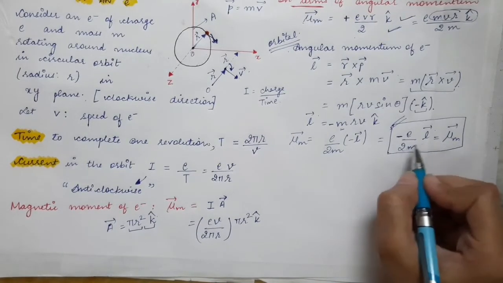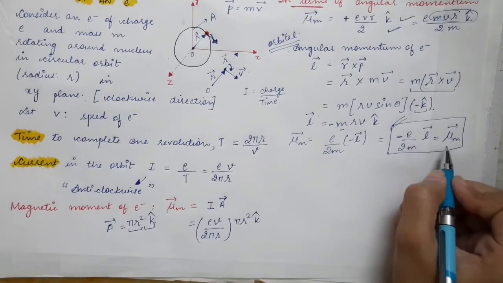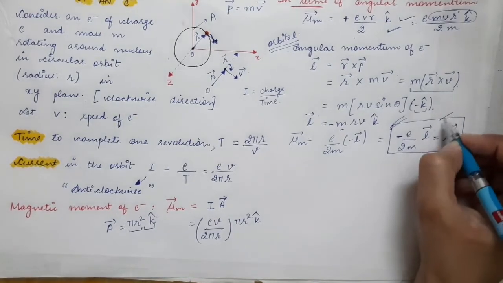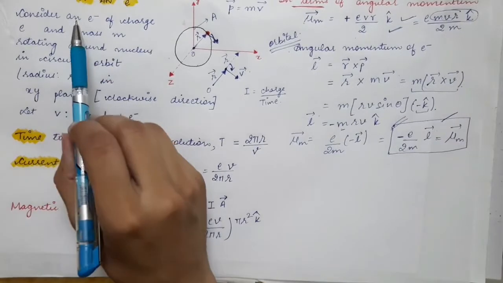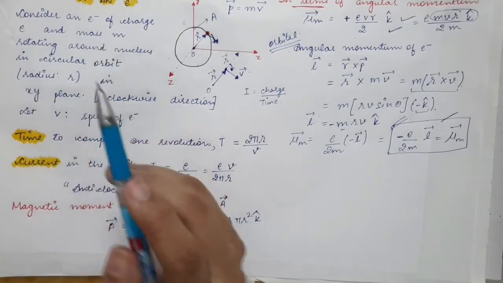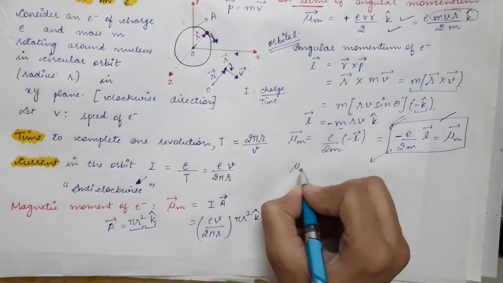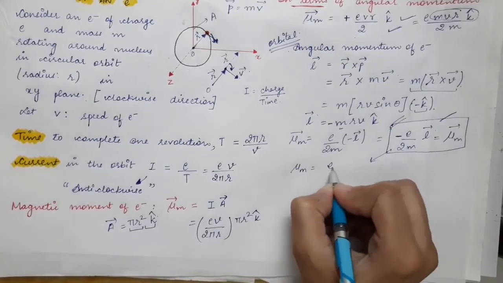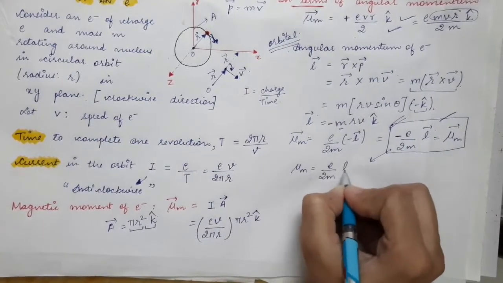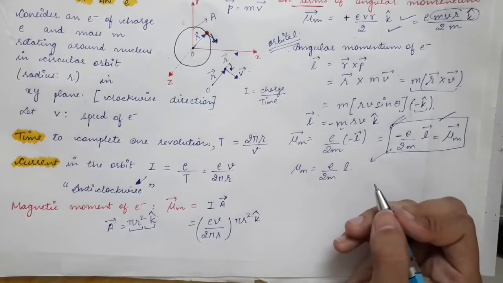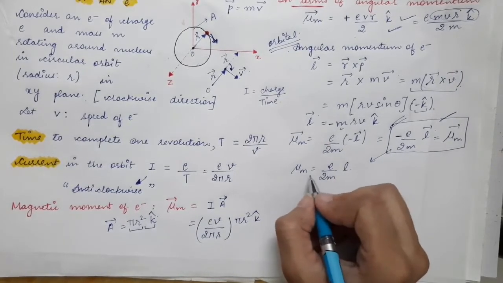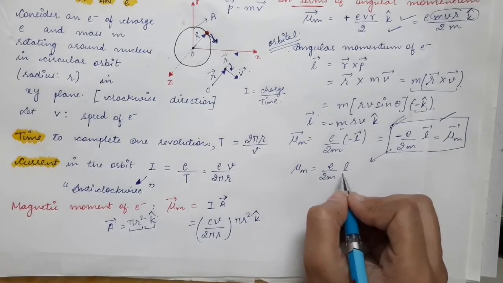Now if you write this formula in magnitude form, this is the final formula that we have got for the orbital magnetic moment of the electron. Writing it in magnitude form, you will get mu m is equal to e divided by 2m times L. So just in magnitude form, we have written mu m is equal to e by 2m times L.